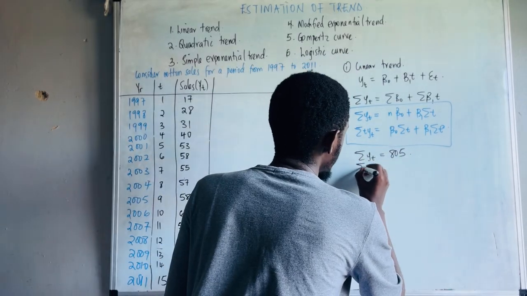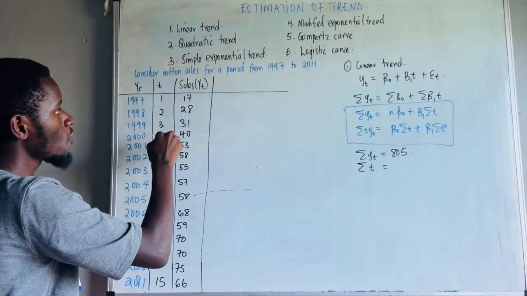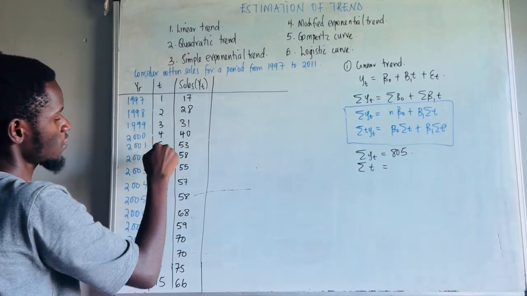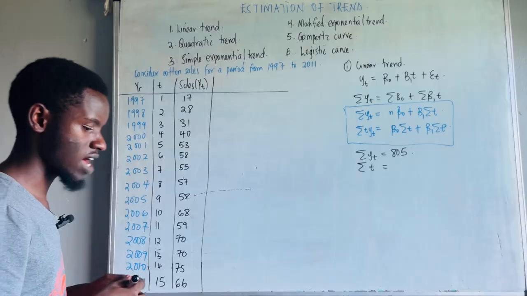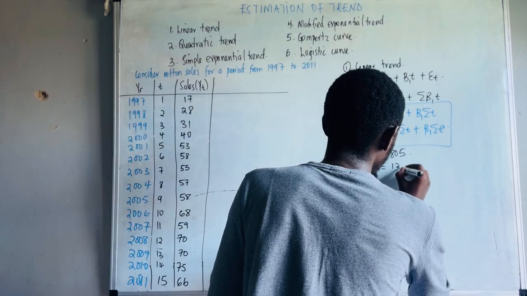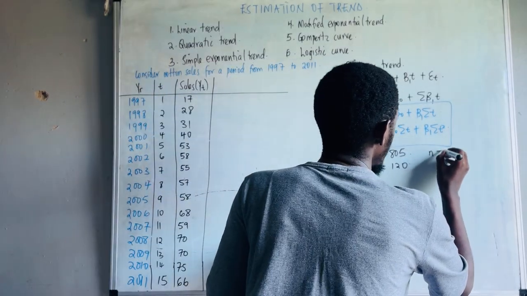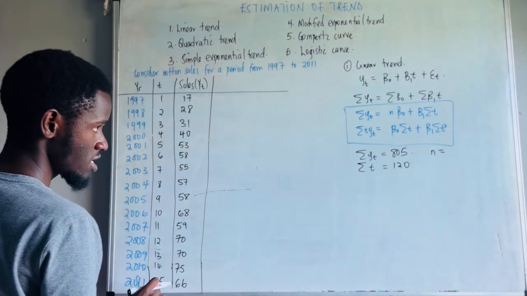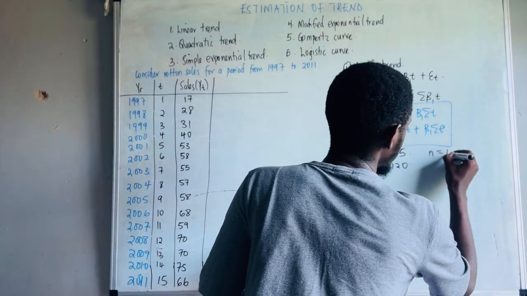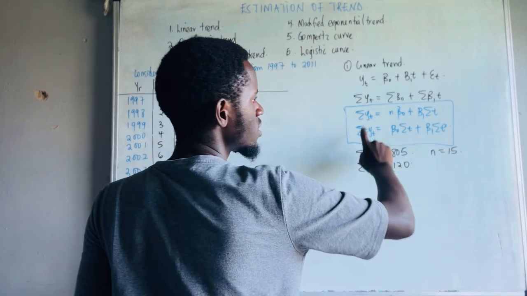Now what is summation of t? My t is 1, 2, 3, 4. If I add 1 plus 2 plus 3 plus 4 plus 5 up to plus 15, what's my answer? I'll have 120 as my answer. And then what am I left with? What is my n? My n is 1 up to 15. n is 15. For the first equation, I'm done with getting the unknowns.